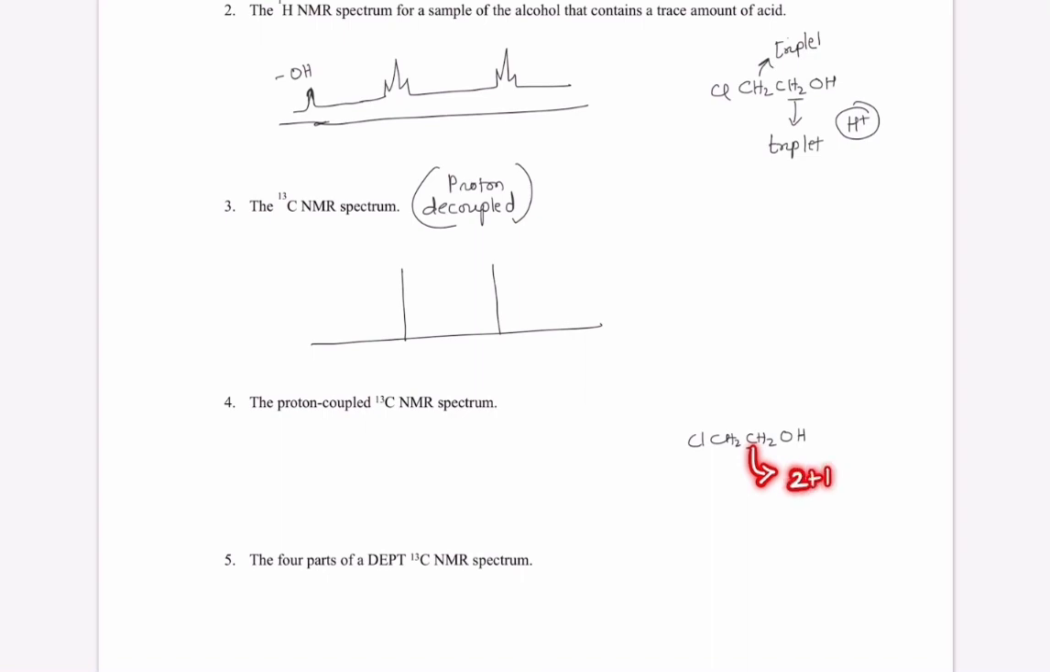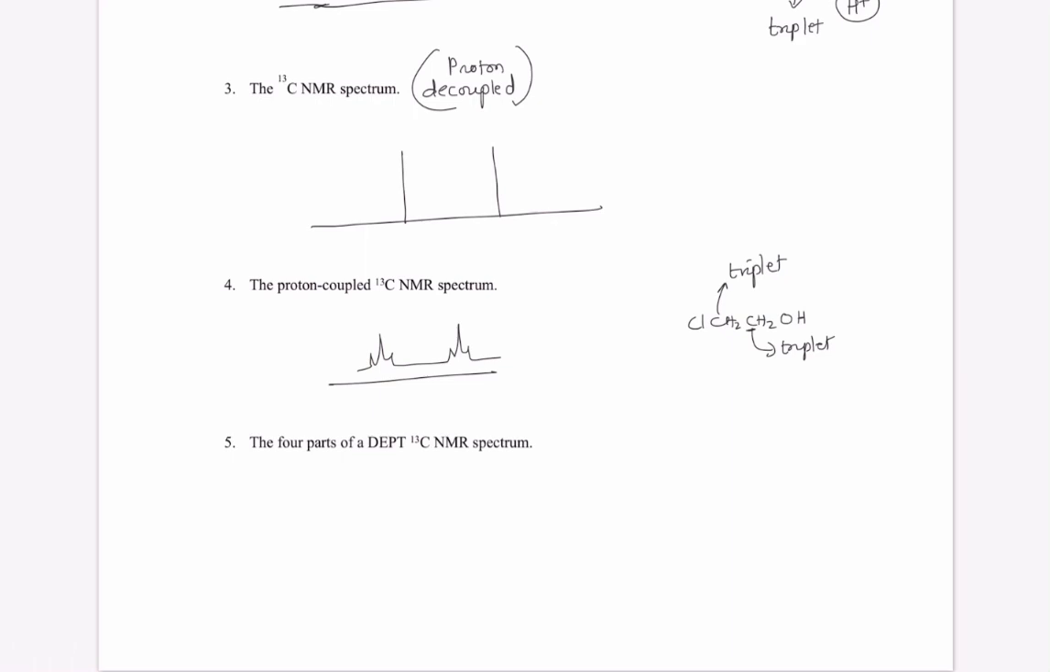So this is going to be split as a triplet, and this carbon right here is again going to be split as a triplet. So you will again see two triplets, one for this and one for this carbon. And those are the only two carbons that are present, so you will only see two signals. Let's go on to the last part. The last part is where we have to draw the four parts of the DEPT-13 NMR spectrum.